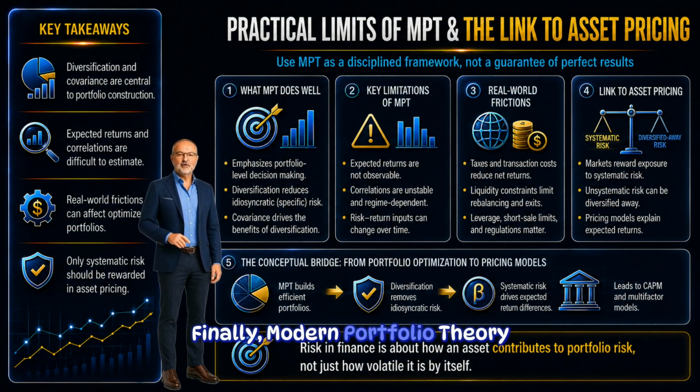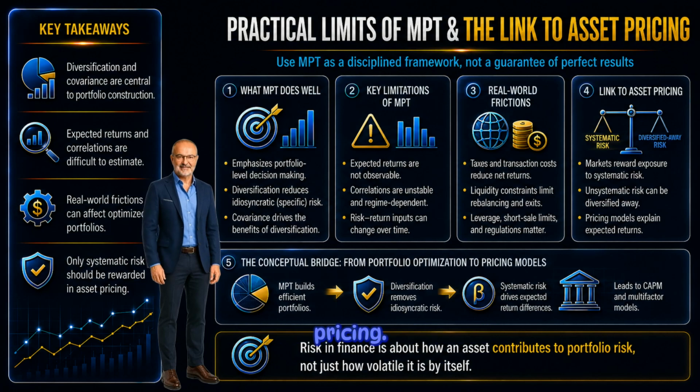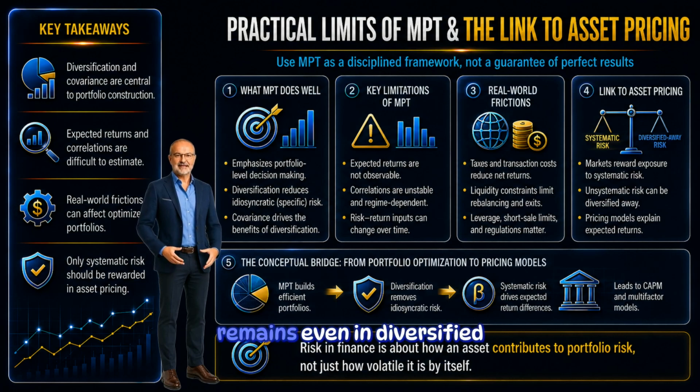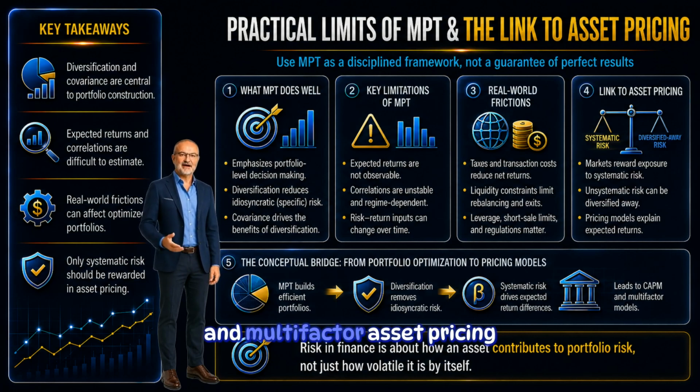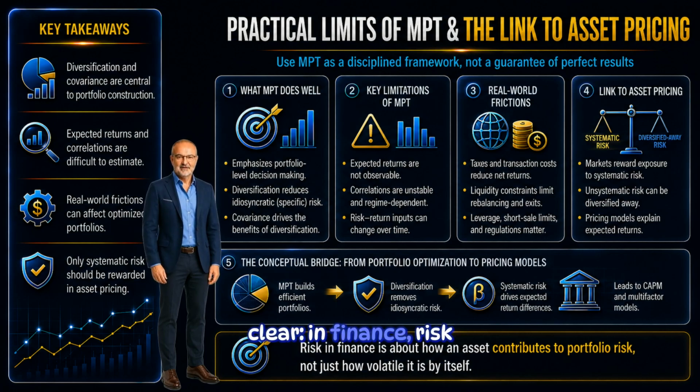Finally, modern portfolio theory connects naturally to asset pricing. If investors can diversify, they shouldn't require compensation for risks that can be diversified away. Instead, expected return should be connected to systematic risk, the risk that remains even in diversified portfolios. That idea leads to models such as the capital asset pricing model and multi-factor asset pricing models. The common message is clear. In finance, risk isn't only about how volatile an asset is by itself. It is about how that asset contributes to the risk of a portfolio.